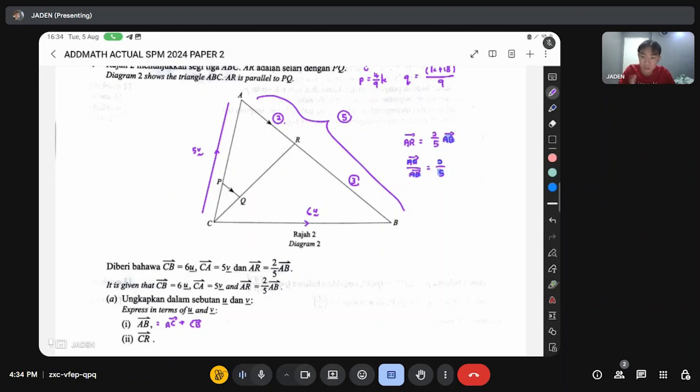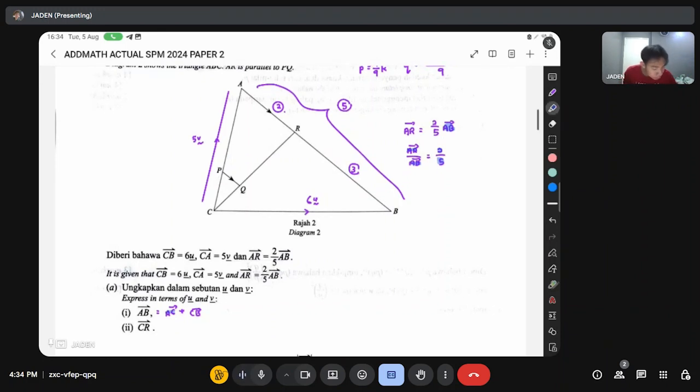And to get our AC and CB, A to C means you are going in the opposite direction.